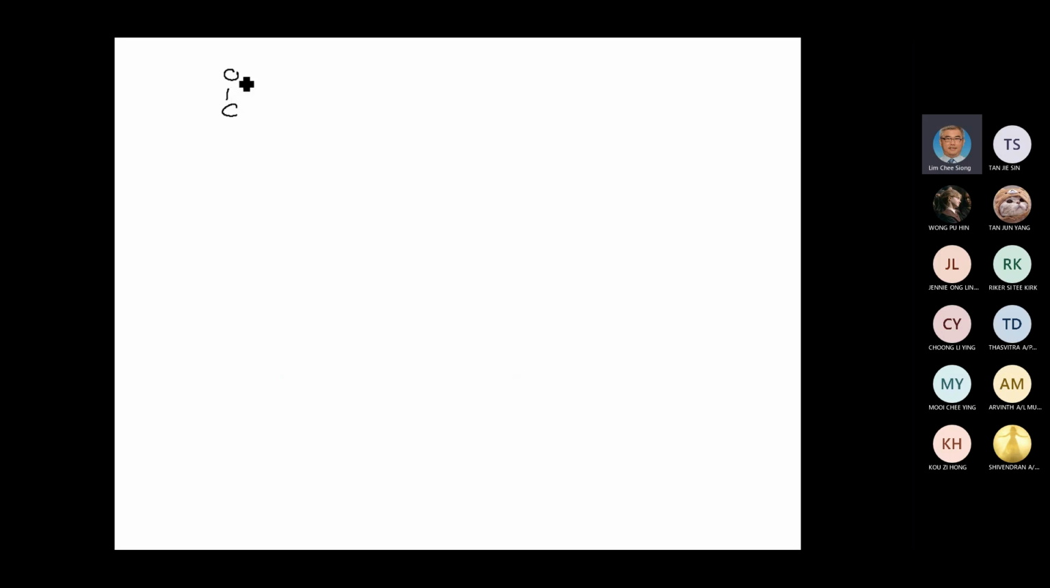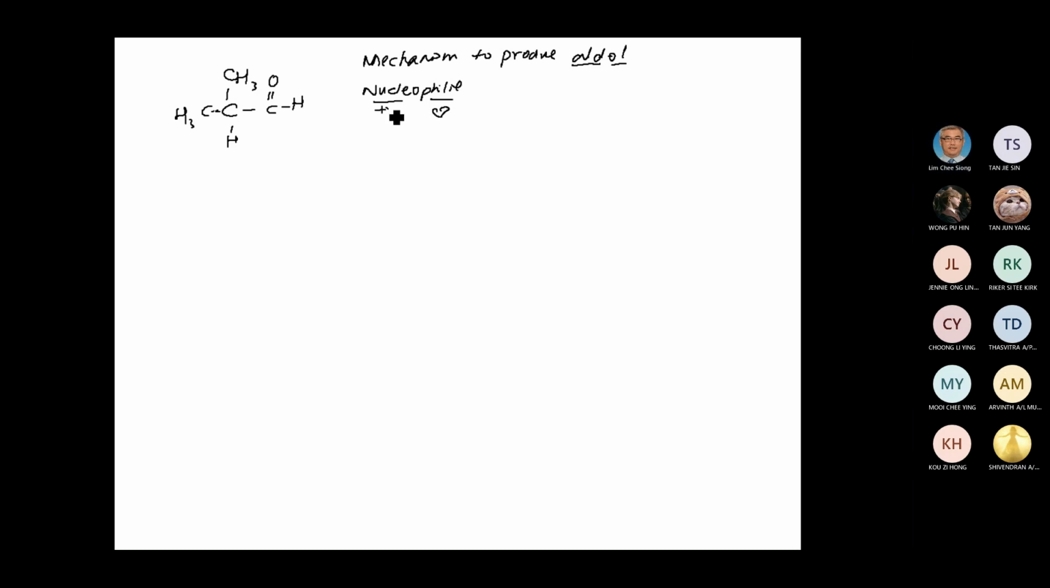I draw the structure first. Mechanism number 1 is going to produce an aldol, containing an aldehyde and an alcohol, as the end product. Now we call out what a nucleophile should be. I repeat, nucleophile. Phile means love, nucleo means positive. Love positive means the species must carry a negative charge. Symbol: Nu negative.